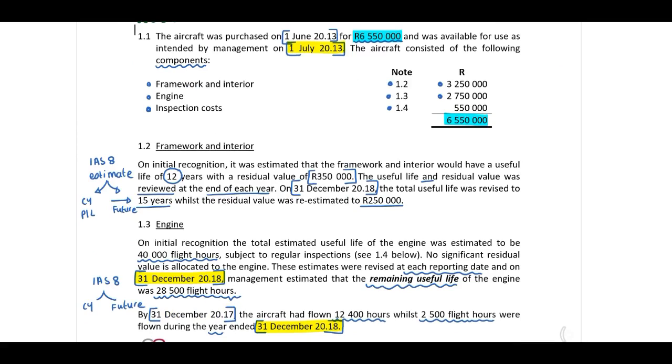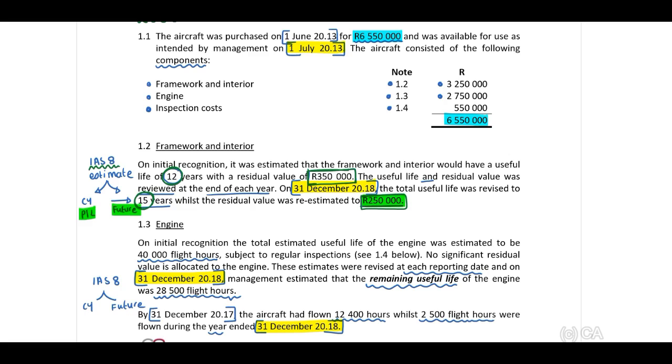We have identified that they've indicated to us, initially we had 12 years useful life and a residual value of 350,000. And then they've indicated to us that there is a change as from 31 December 2018, and our useful life is now 15 years and our residual value 250,000. We have identified in terms of IAS 8 that we need to take the new useful life into account in our current year as well as future years.